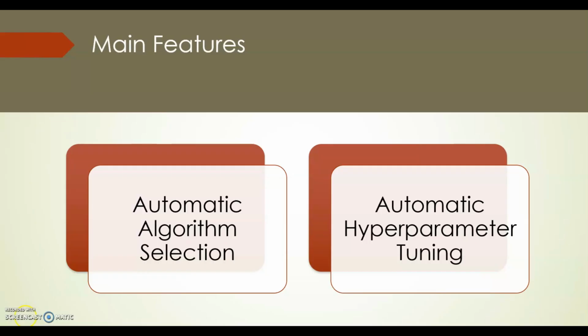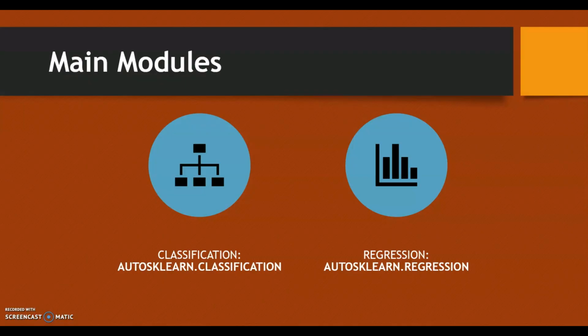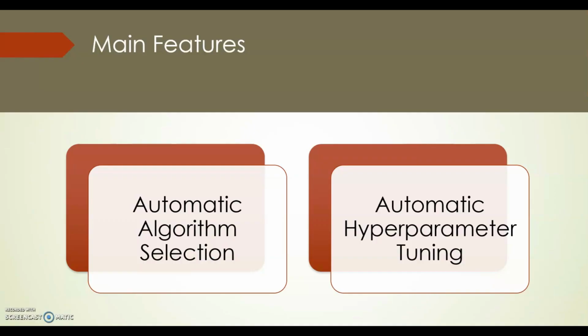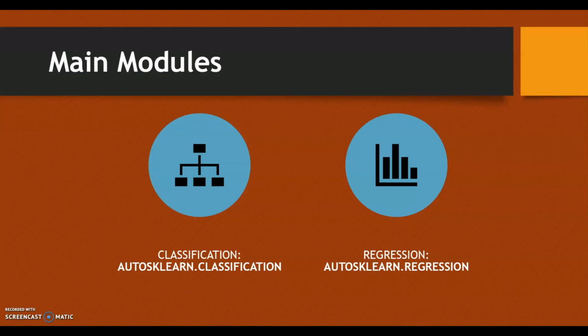Now, I have already told you that AutoSklearn optimizes the hyperparameters automatically along with selecting the right algorithm for our dataset. So these are the main features of AutoSklearn. You don't have to search for any algorithm, and you don't have to do any hit and trial for hyperparameters. AutoSklearn will automatically do it for you. Okay, the main modules are AutoSklearn.classification and AutoSklearn.regression. It will make use of these modules to automatically select the right algorithm under a regression or classification task.